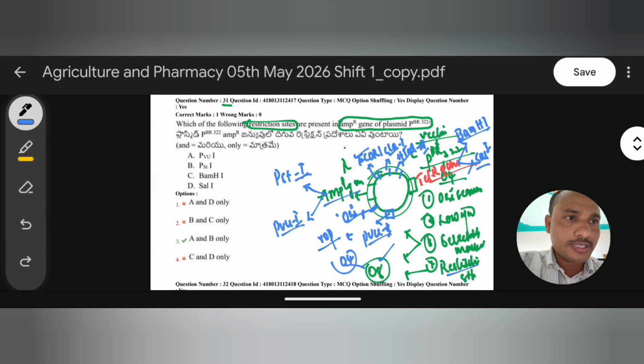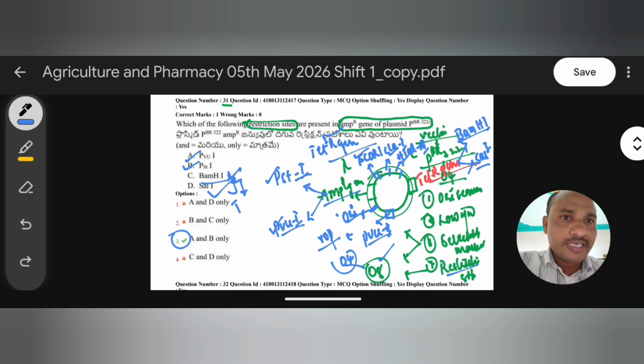But here in the question, they are asking which restriction sites are present in the ampicillin resistance gene of the plasmid, that is PstI and PvuI. We have to choose these two, PvuI and PstI. So A and B is the right answer. If the question asks about tetracycline, that is, identify which restriction sites are present in the tetracycline resistance gene of plasmid pBR322, then the answer is BamHI and SalI.